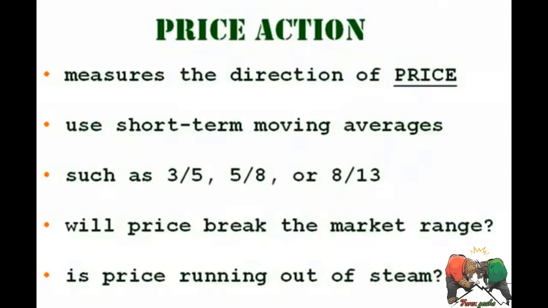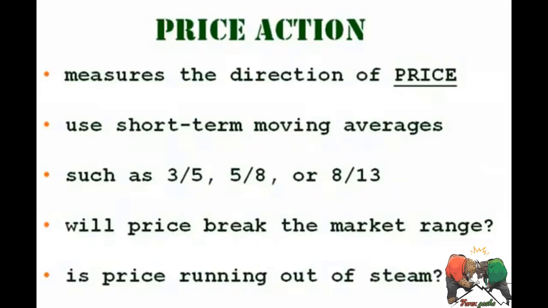And price action, again, is a measure of price. Short-term moving averages, I like the 5-8, you can use 3-5, 8-13, whatever. And then, of course, you're using this to understand, are we going to break out of a range, are we going to break through support resistance, and of course we're using the 5-8 cross to get into the same direction as the 2155 cross. What we're doing is aligning price action with market action for the best probability of success. You can trade against the market, but it's not as good as trading with the market.